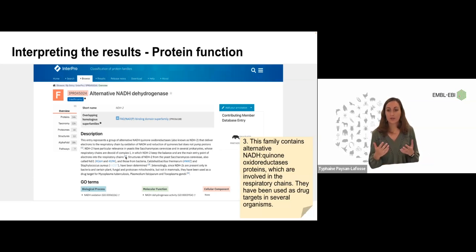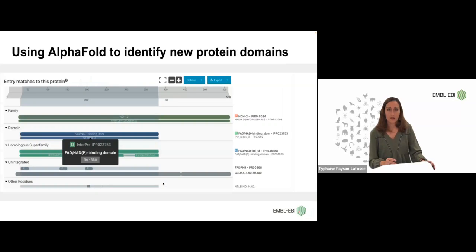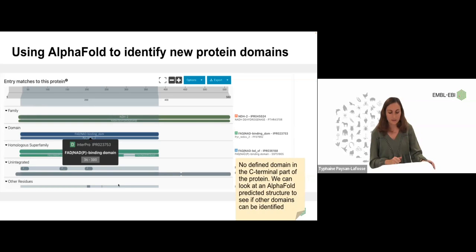Now, in this case, if we read the description, we learn that the protein we have searched belongs to the NADH dehydrogenases, and those are quinone oxidoreductase proteins, which are involved in the respiratory chain of different organisms, and they have been used as drug targets in several organisms. Now, if we go back to our search, we have this FAD-NADP binding domain. But if we look on the right-hand side, there is nothing. We don't have any information from the C-terminal part of that protein.